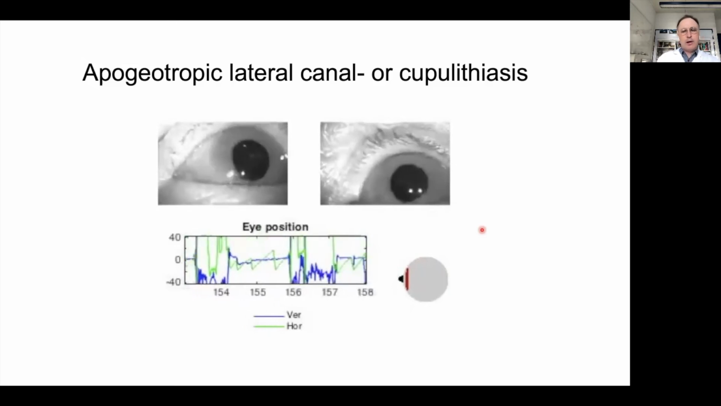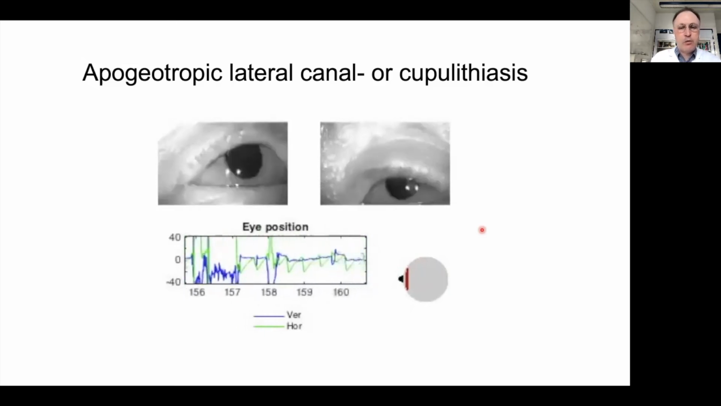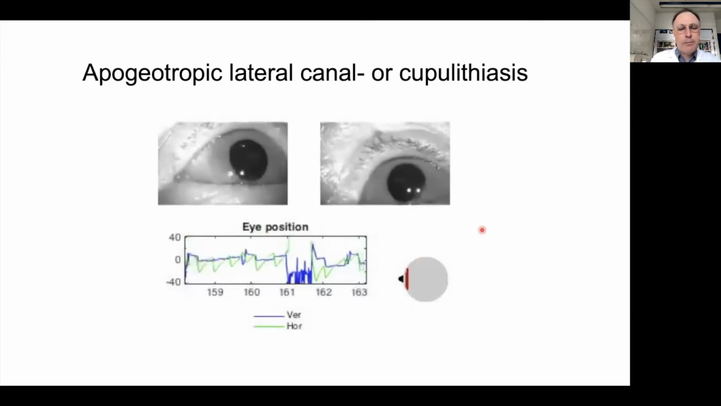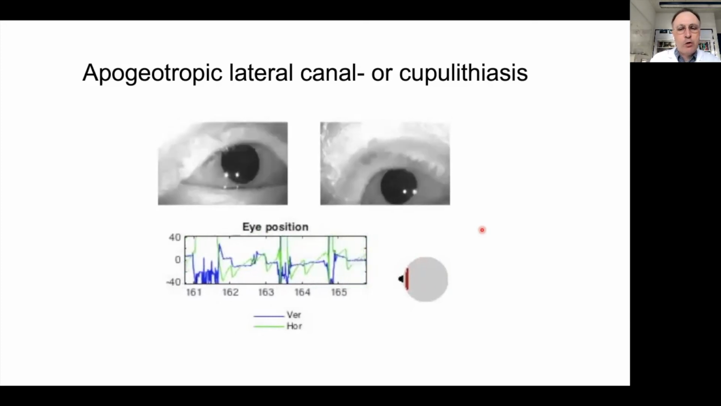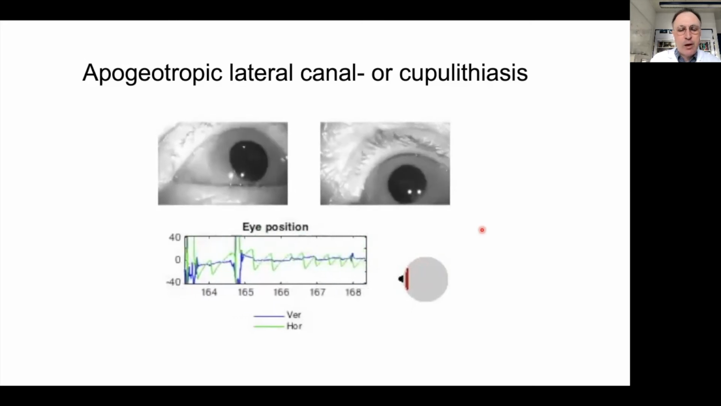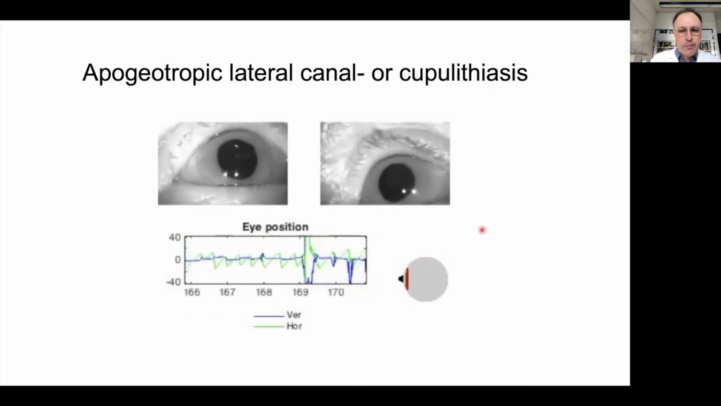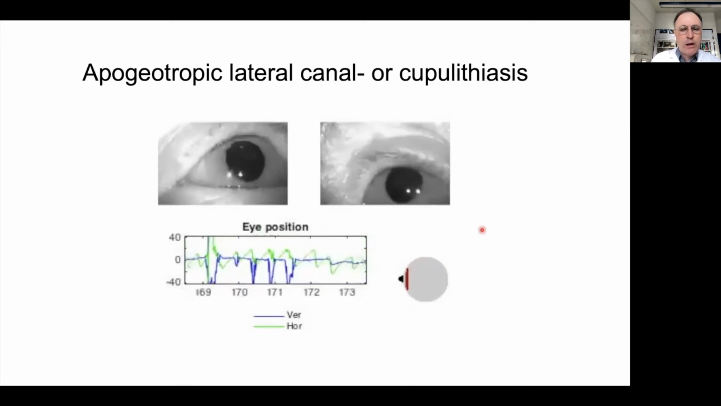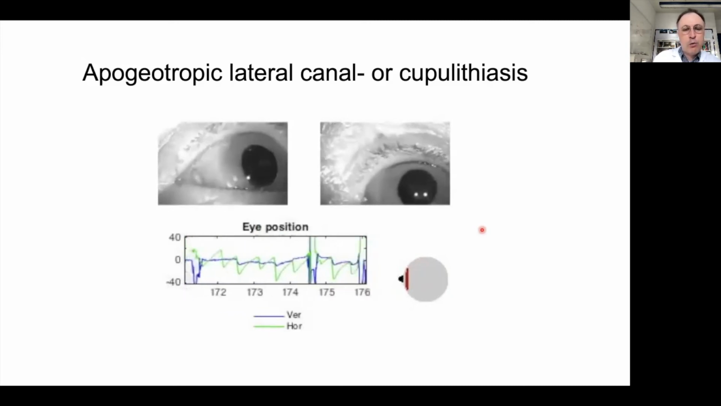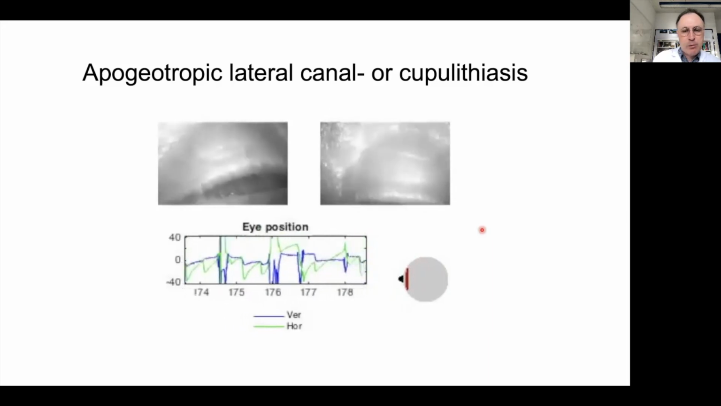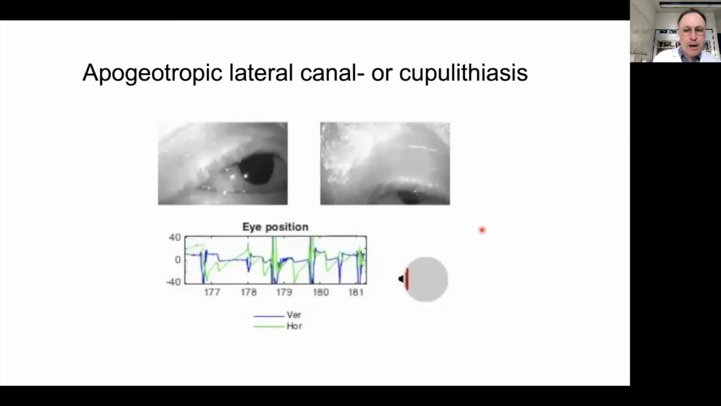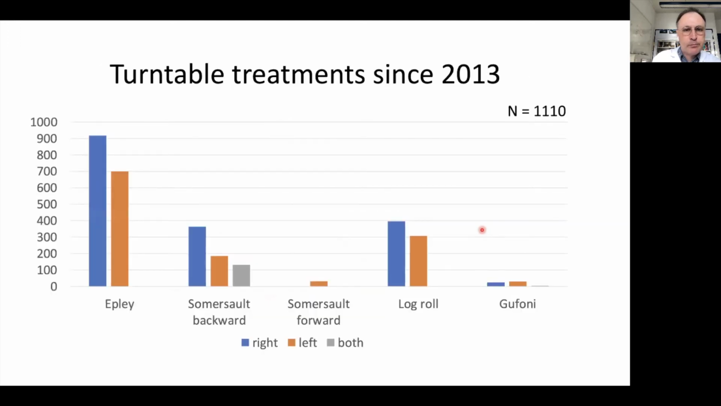The challenge for the clinician, and this is especially difficult if you don't have video recording, is to determine which side has less nystagmus. And for this, you have to wait long enough and also repeat the provocation maneuvers, in this case, the supine roll maneuver. We also did treatments on the motorized turntable. We performed Epley maneuvers on the right side or the left side.